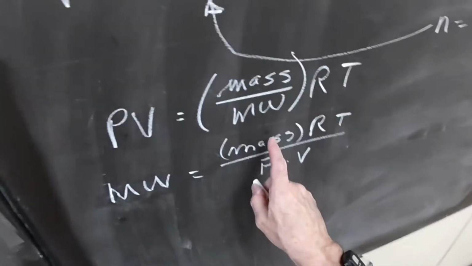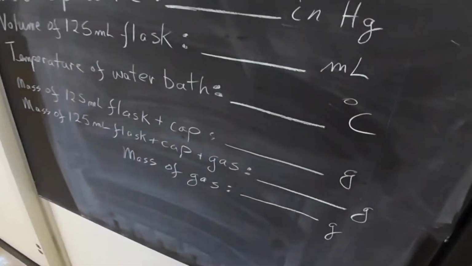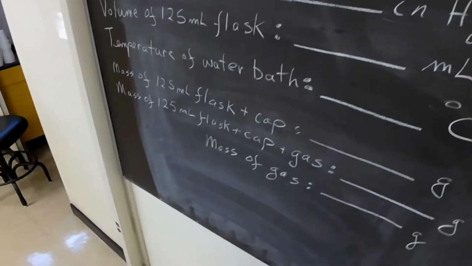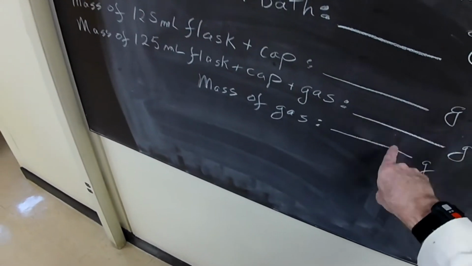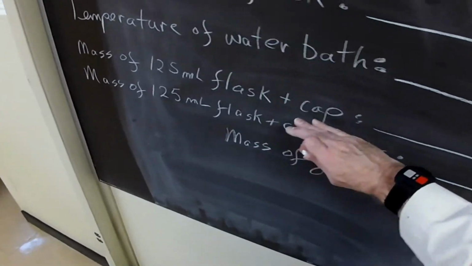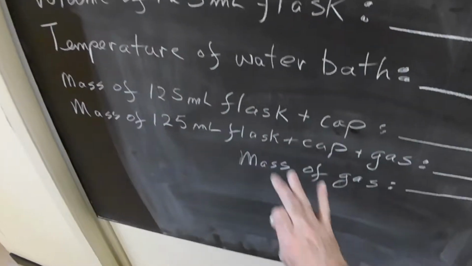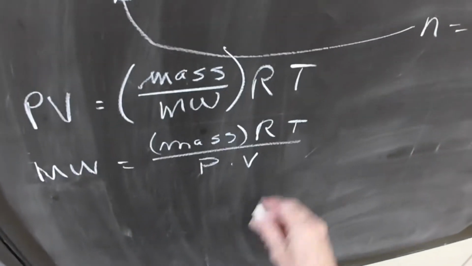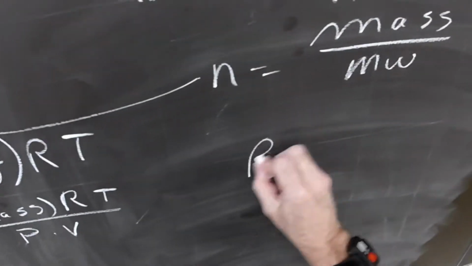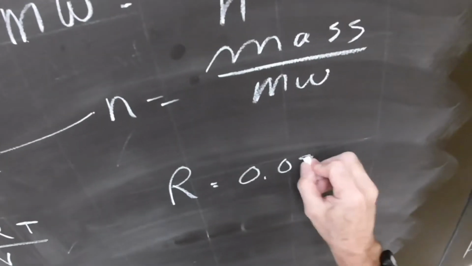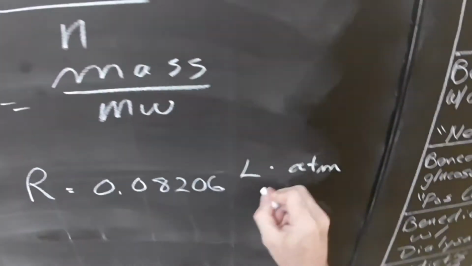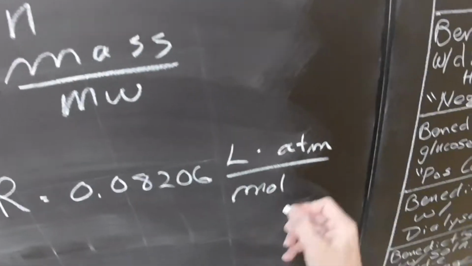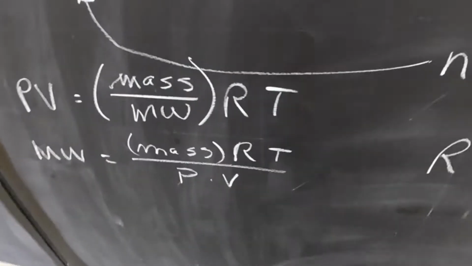So what we need is the mass of the gas. We need to know how much the gas weighs, and that will go here. Right here, we need these two values to get the difference. This is without the gas in it, and this is with the gas in the container. And this is the mass of the gas. Okay? R, of course, R equals 0.08206 liter atmospheres per mole K.